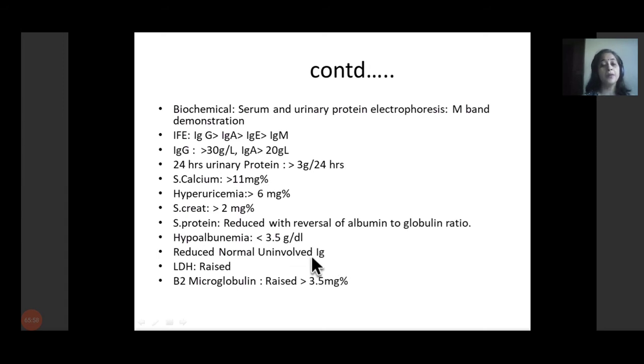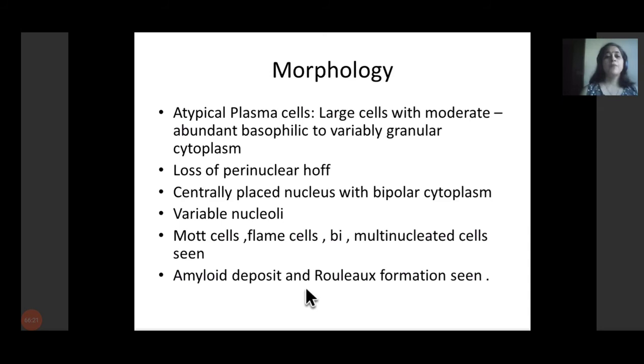And there is a reduction in the normal uninvolved immunoglobulins. Like in normal individuals, we have immunoglobulins: highest is G, then A, then D and E, and the least is M. This normal cutoff is also reduced, and we have all the clonal immunoglobulins to this extent. LDH is raised in those who have poor prognosis. Beta 2 microglobulin, again more than 3.5, is considered poor prognosis.